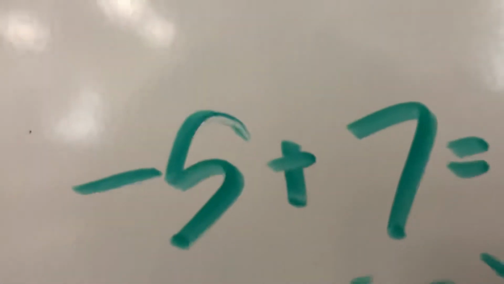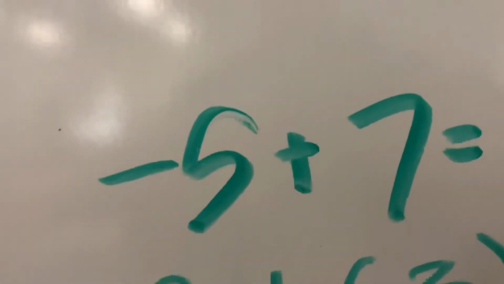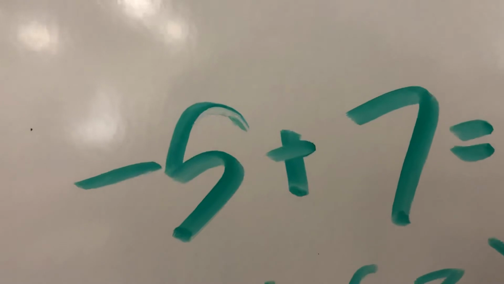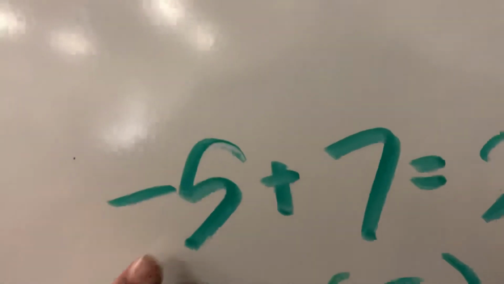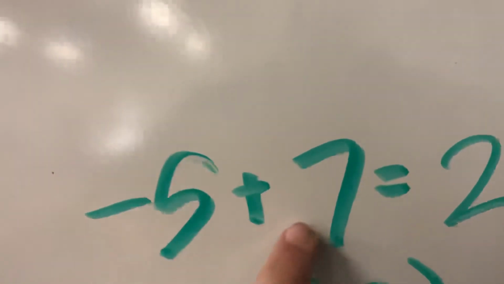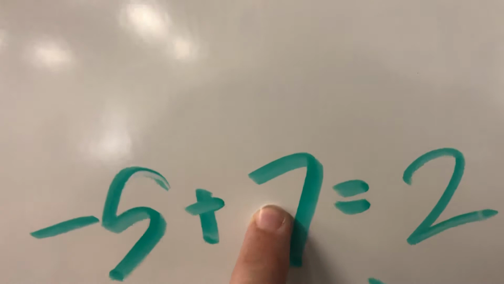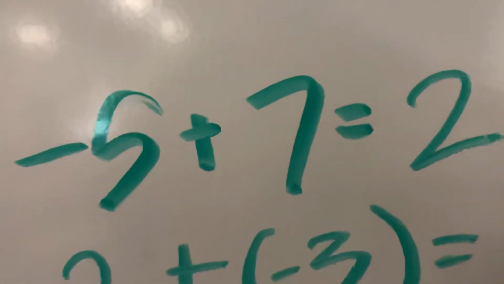So here we have a negative 5 plus 7. Because we have different signs, we're going to find the difference. We're going to subtract 5 and 7, and that is 2. Now, here we have the absolute value of 5, here we have the absolute value of 7, so it's going to take the sign of the higher absolute value. So this is a positive 2.